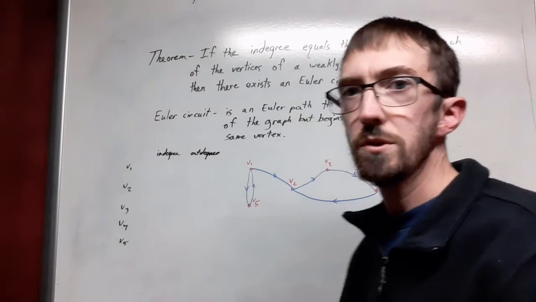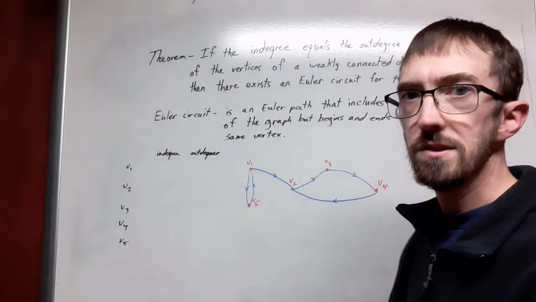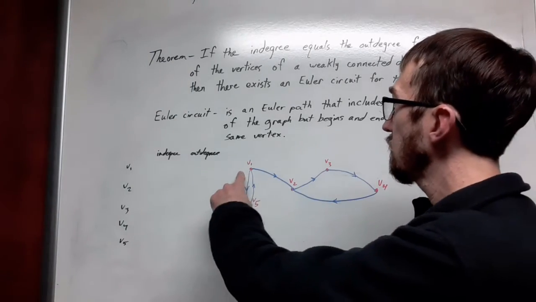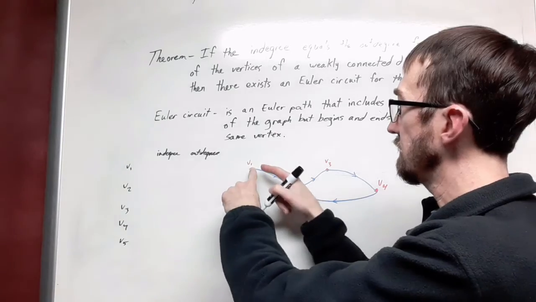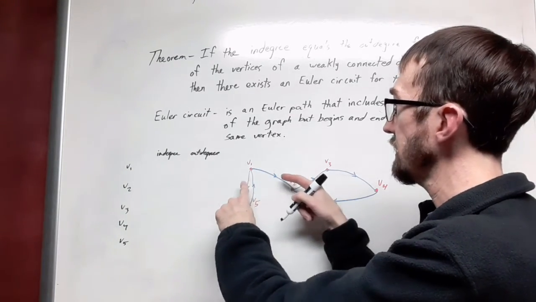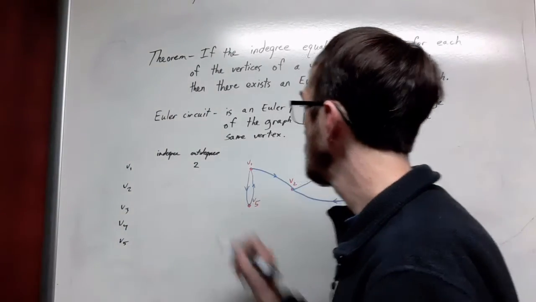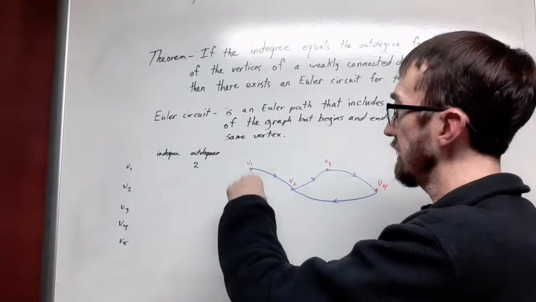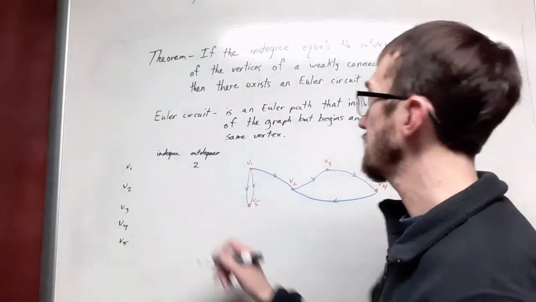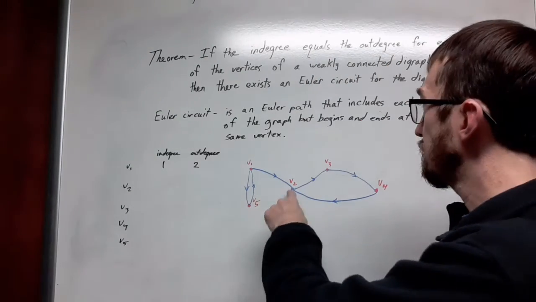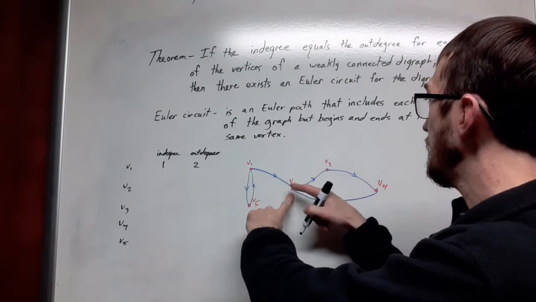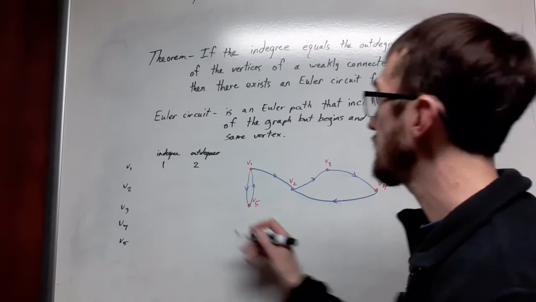And now we're just going to go through and organize this graph. So for V1, I have a degree of 2 for outdegree. And I have one edge that is terminating there, so I have 1 as the indegree. Going over to V2, again I have 2 out and 1 in.